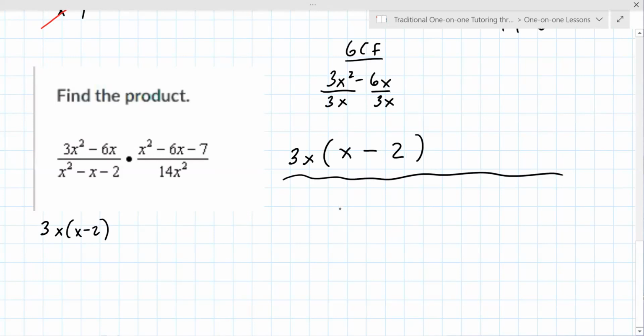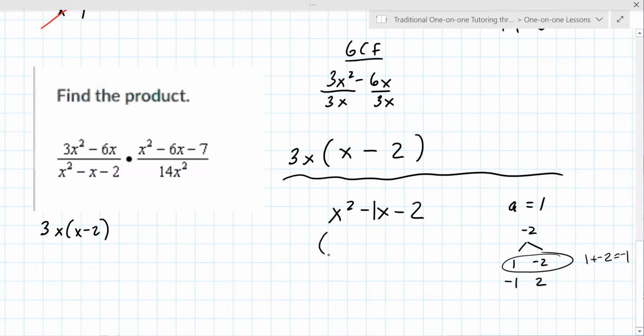Yes, exactly. So now we're going to look at x squared minus x minus 2. And this is that a equals 1 factoring where you look at the last number here and you look for two numbers that multiply to -2 but add up to -1. So it's either 1 and -2 or -1 and 2. Do either of these add up to -1? It looks like 1 plus -2 gives me -1. That's what I'm asking. Yeah. So this is x plus 1, x minus 2. So that goes in this position here.